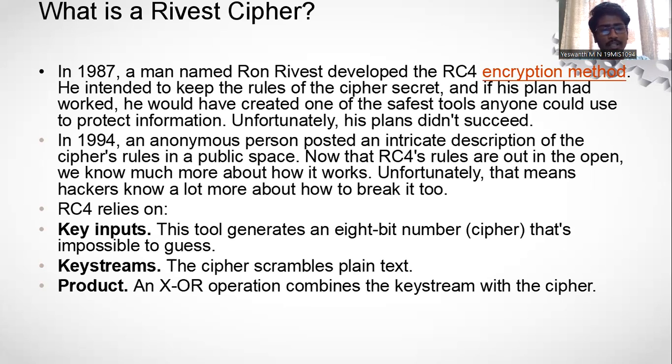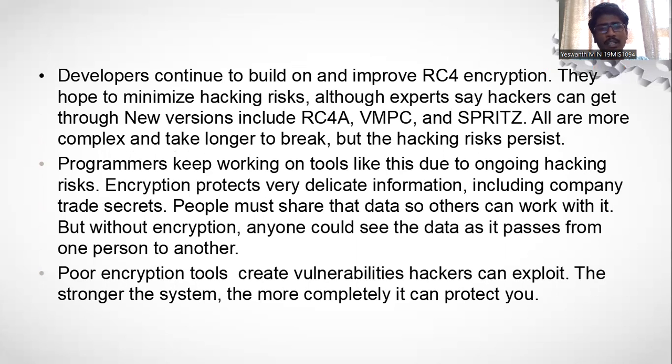RC4 relies on key inputs. This tool generates an 8-bit number that's impossible to guess, the key stream. The cipher scrambles the plain text, and an XOR operation combines the key stream with the plain text to produce the ciphertext. Developers continue to build and improve RC4 encryption. They hope to minimize hacking risk. Although experts say hackers can get through, new versions include RC4A, VMPC, and RC4+. All are more complex and take longer to break, but the hacking risk persists.